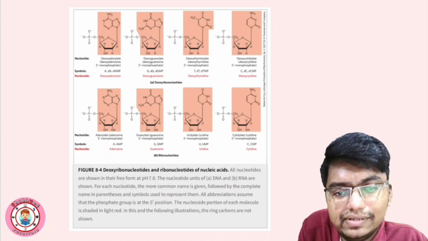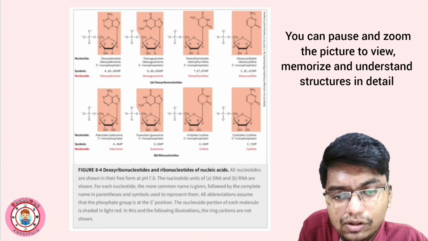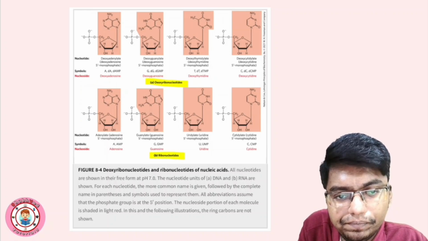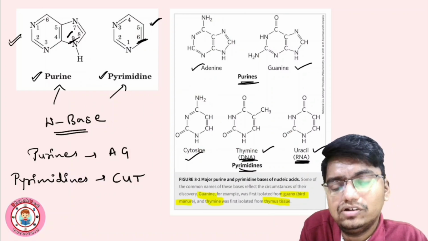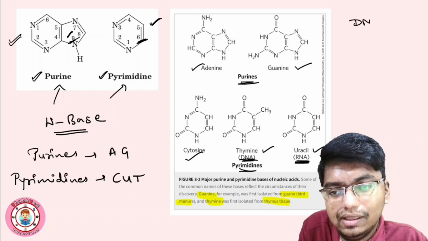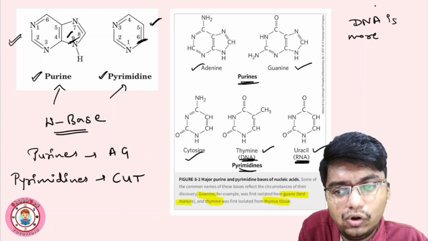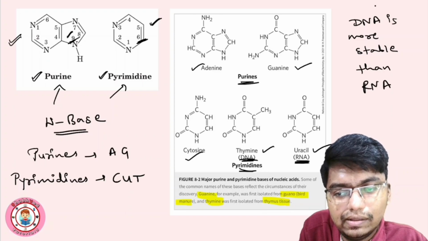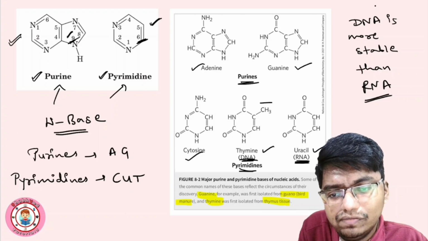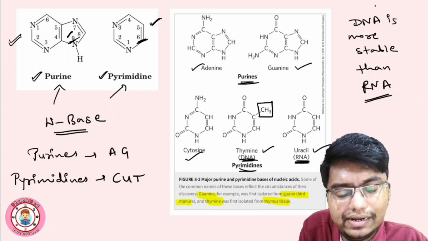Again, this is the same, showing the comparison between deoxyribonucleotide and ribonucleotides. About these structures, we know that DNA is more strong, basically more stable than RNA. Okay, why? Because of this thymine group present in DNA only. Methyl group.